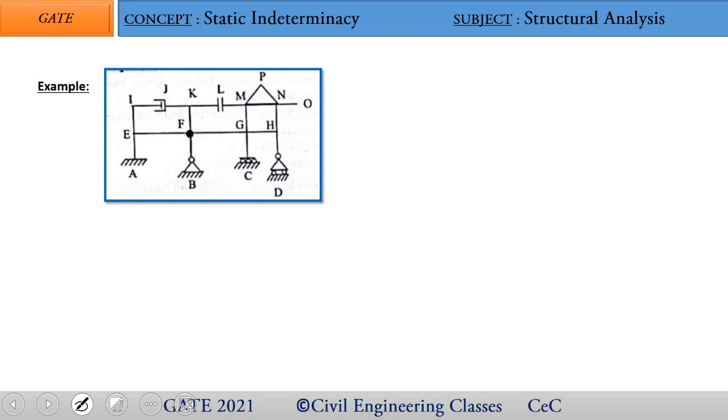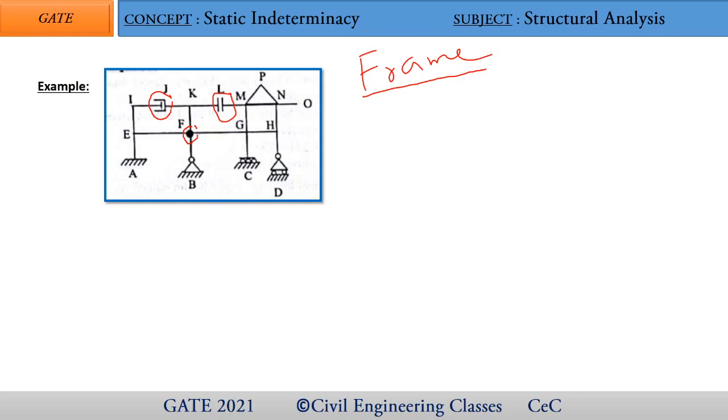Okay. So the next example is, you can see, a frame problem. Okay. So in this frame, if you observe, there is an internal hinge here. Okay, and there is a horizontal shear release and this is a vertical shear release. So if you understand this problem, you can solve any type of problem.